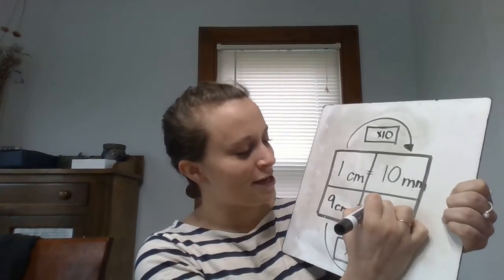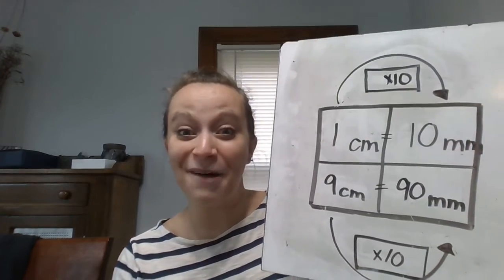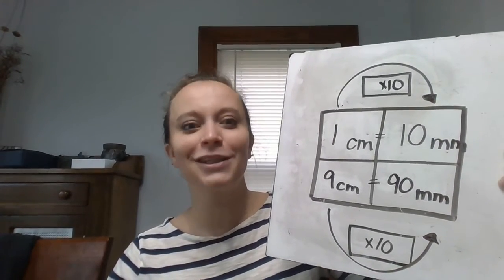9 times 10 is 90. How many millimeters are in 9 centimeters? 90 millimeters. Nice work, guys.